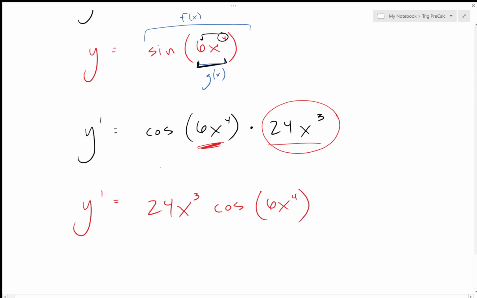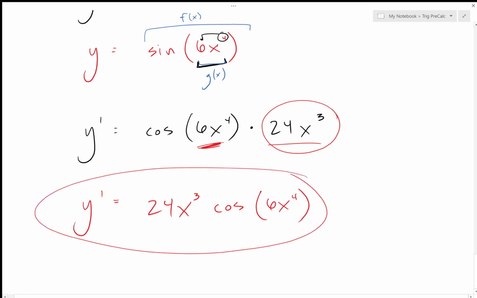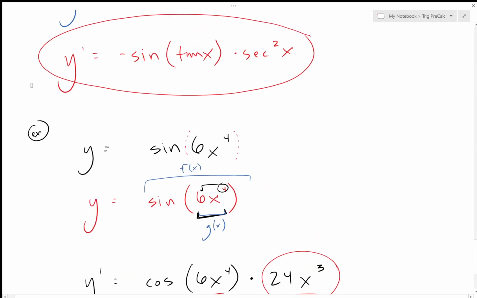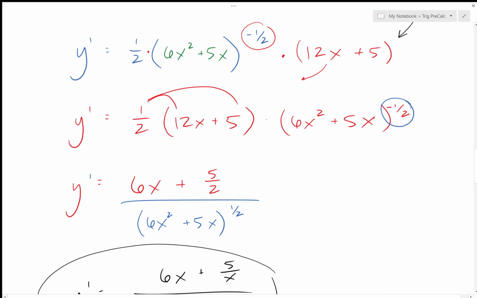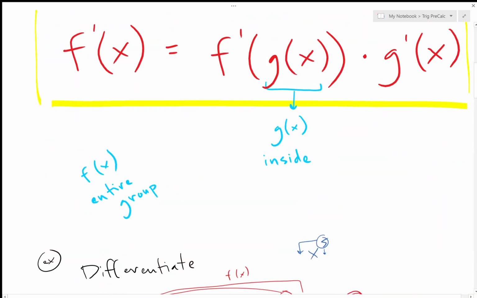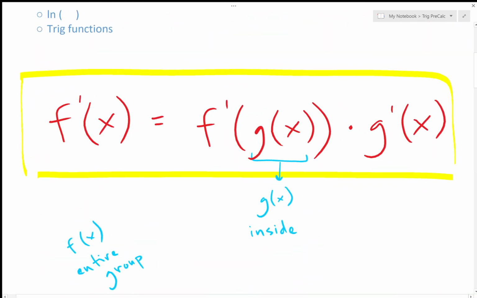Alright, so again, big thing for today is following the pattern for chain rule. So, derivative of the outside, keep the inside, multiply it by the derivative of the inside.